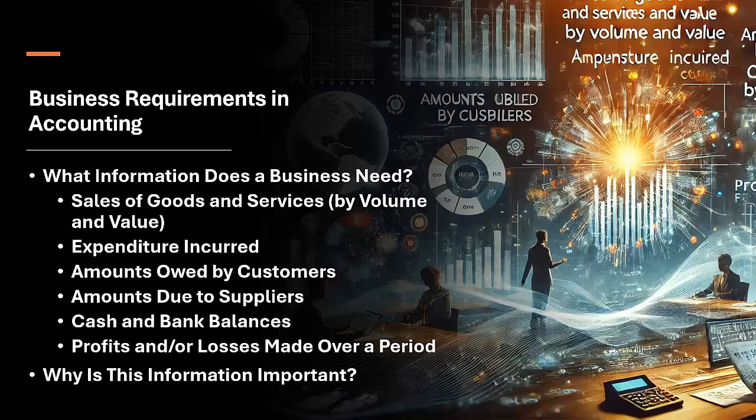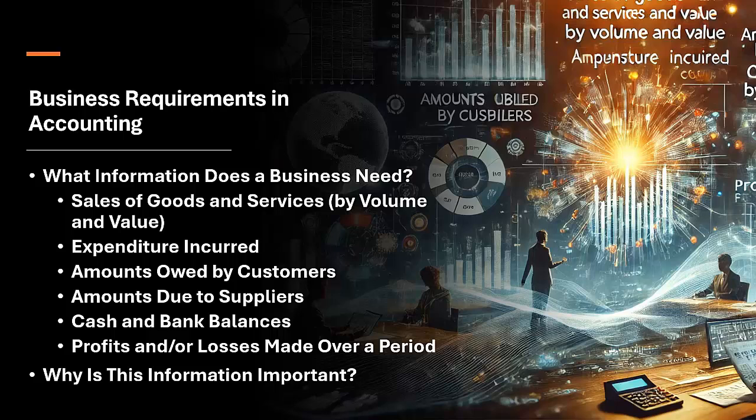3. Amounts owed by customers. When a business sells goods or services on credit, it needs to know how much money is owed by its customers. Trade receivables. Example, a car dealership sells a car for $20,000, but allows the buyer to pay in installments. The business needs to track how much the customer still owes. Without this, businesses might forget to collect payments or run into cash flow problems.